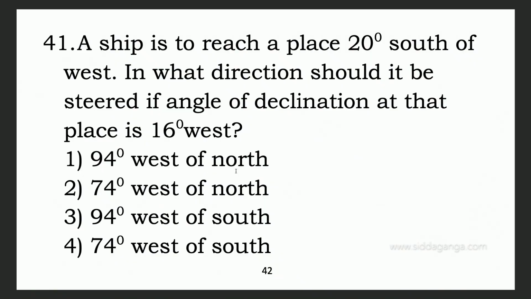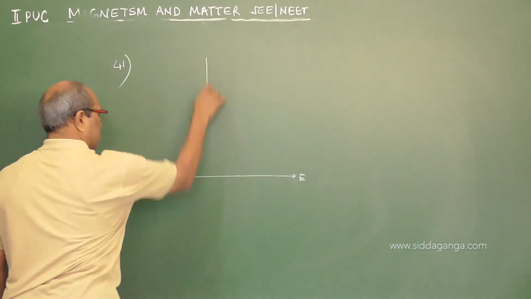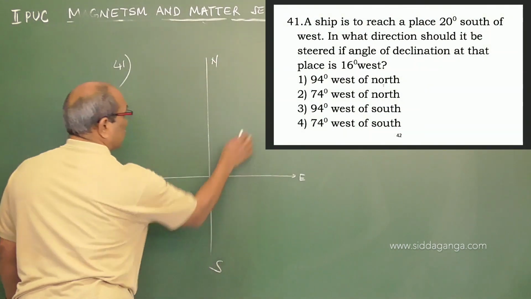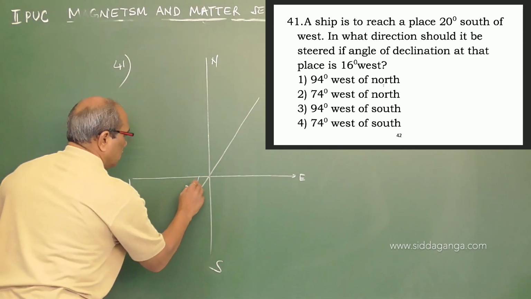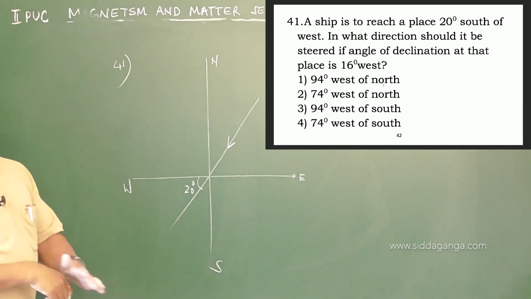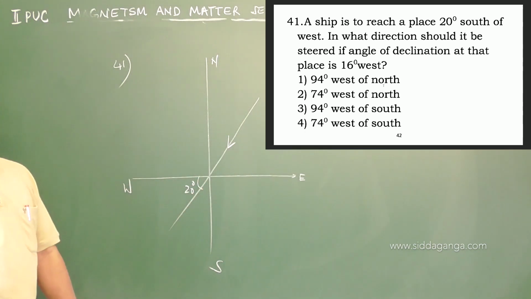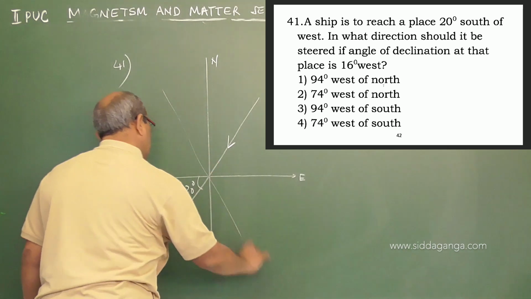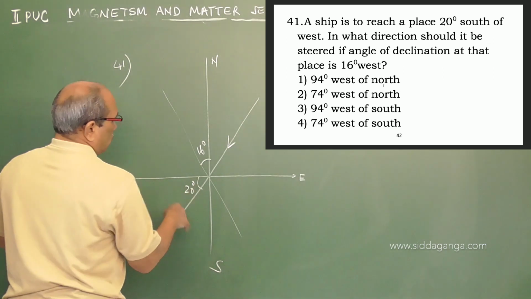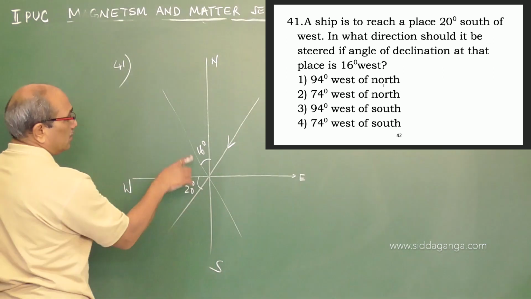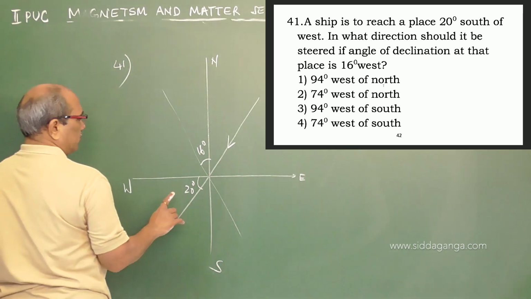Coming to 41, a ship is to reach a place 20 degrees south of west. Here the direction concerned is east, west, north and south. So they are saying south of west 20 degrees the ship has to go. What direction should it be steered if the angle of declination at the place is 16 degrees west? Suppose this is the 16 degrees west. So in what direction should the ship be steered?